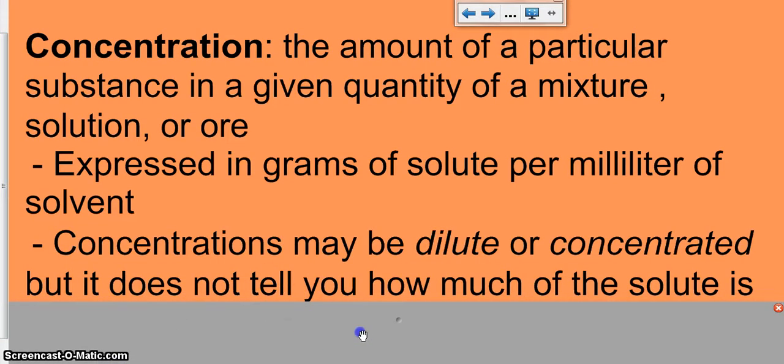Concentrates may be dilute or concentrated, but that does not tell you how much of the solute is dissolved. Now, dilute means if you take salt water, for instance, a dilute salt water would mean that it is very watery. There's not much salt or there's not much solute in it. A concentrated glass of salt water would mean that there is lots and lots of salt in it. But as I can say, it's only a qualitative description, like it only describes it. It's not quantitative. It doesn't tell you exactly how much.